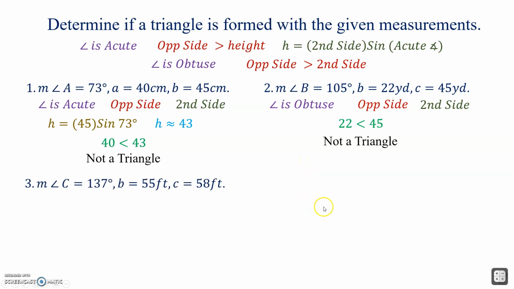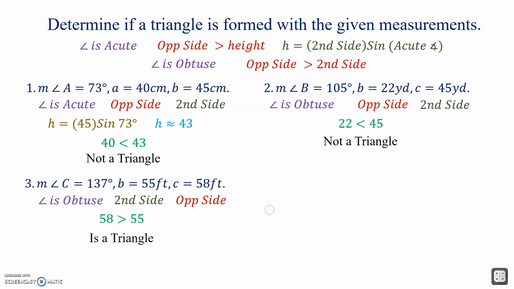Third example, it's real straightforward. We're working with angle C is 137 degrees, lowercase b is 55 feet, and lowercase c is 58 feet. First thing we notice, we've been given an obtuse angle. The opposite side happens to be 58, and they gave us the second side of 55. Because that opposite side is bigger than the 55, the second side, it is a triangle.